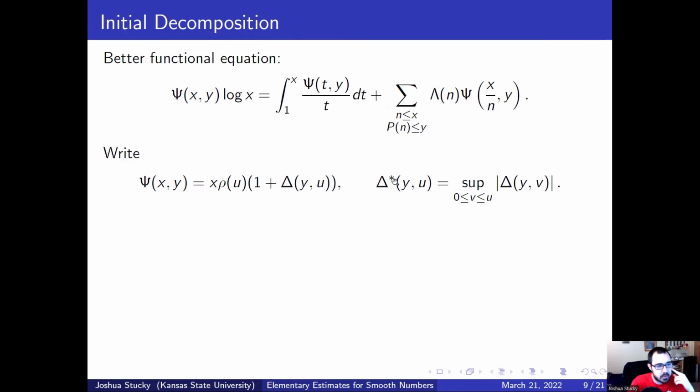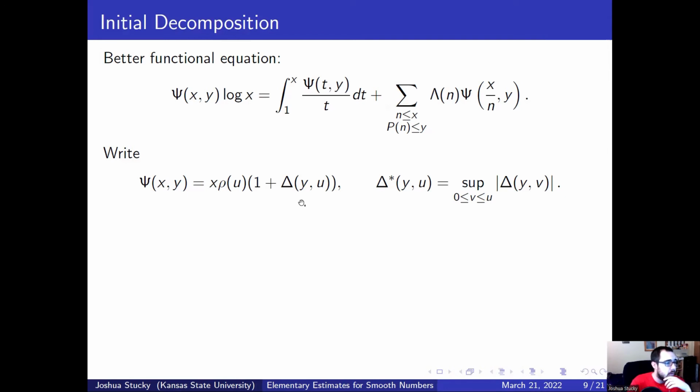And I'm going to define this delta star as just the supremum over all the smaller values of v in here. So basically, if y is fixed, then for v between 0 and u, I just want to see what is the biggest value that this attains? Also, I note that as u increases, this is a non-decreasing function, trivially, right? A supremum of an absolute value is non-decreasing as you increase the range.